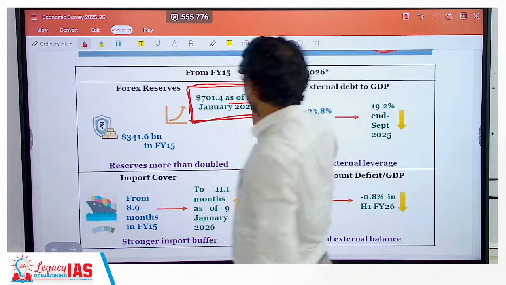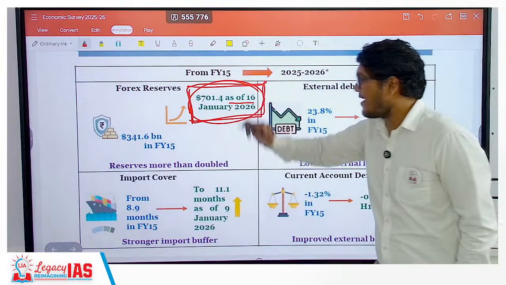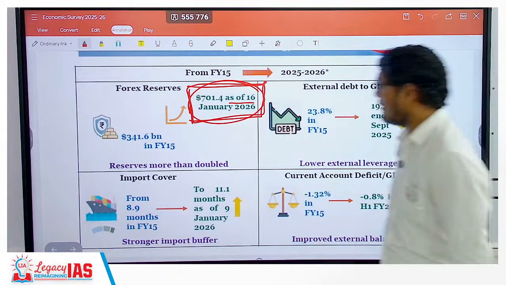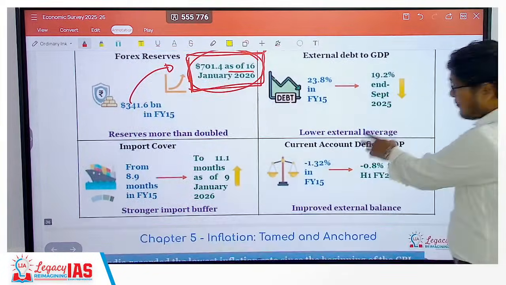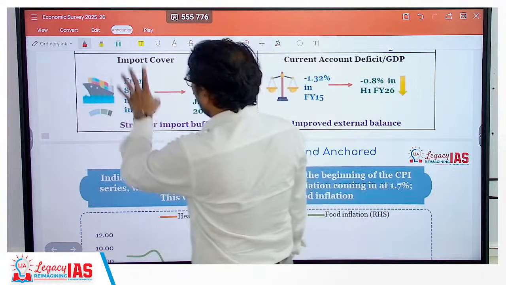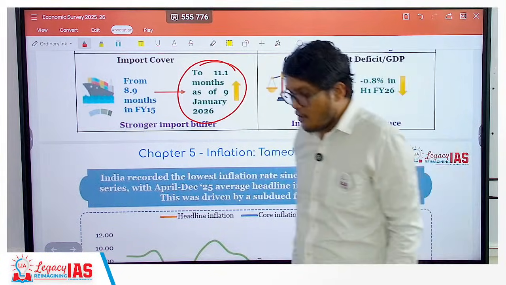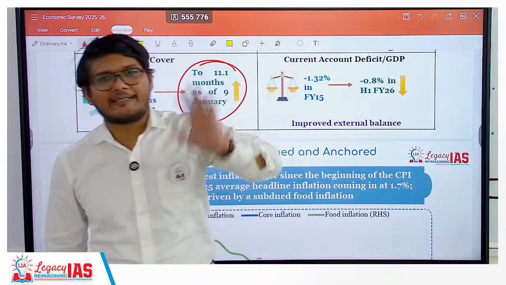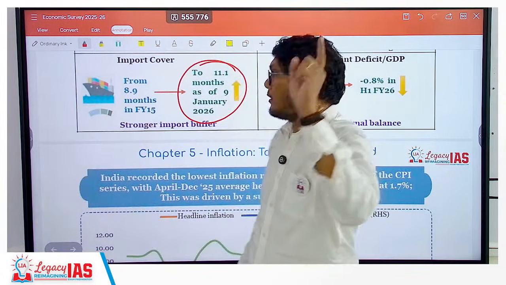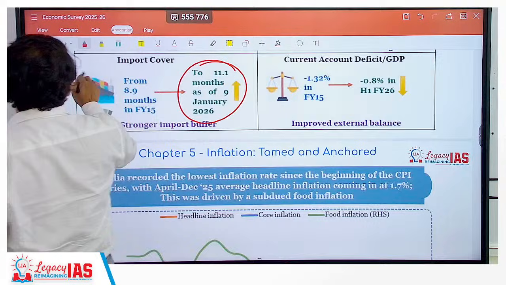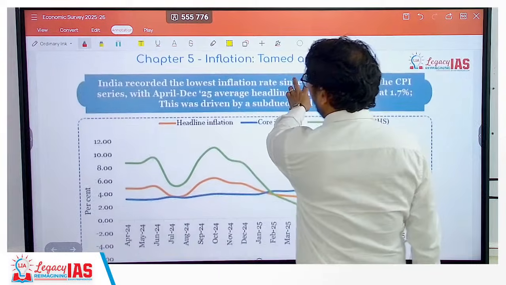So as of 16th January 2026, we have a foreign exchange reserve of $701.4 billion, which has basically doubled in the last 10 years. Now, this foreign exchange is enough to cover imports of around 11 months. That means for 11 months, if we earn no foreign exchange, we can still keep on importing, which is a good number. The global standard is 6 months, but India has foreign exchange enough for 11 months. Right? I hope that's clear.